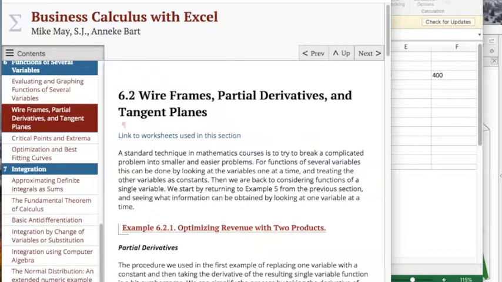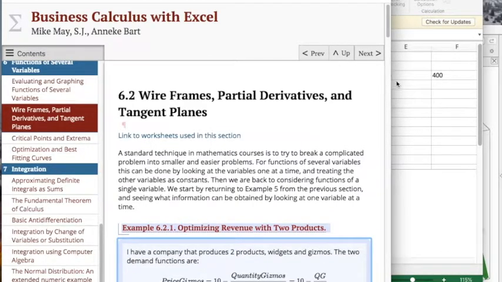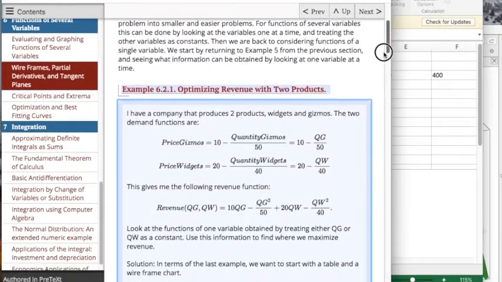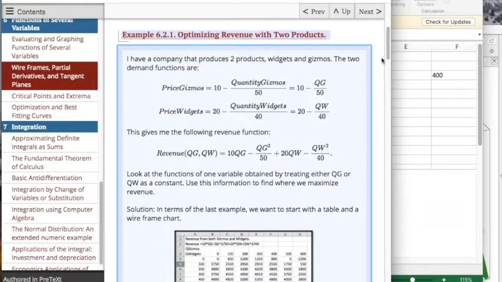Good morning. Today we're looking at section 6.2, wireframes, partial derivatives, and tangent planes. The basic idea is looking at functions of two variables and trying to obtain information from related functions of one variable. We're going to start with the problem that was done in the last section, where I'd like to produce two products, widgets and gizmos, and I've given the demand functions for widgets and gizmos.